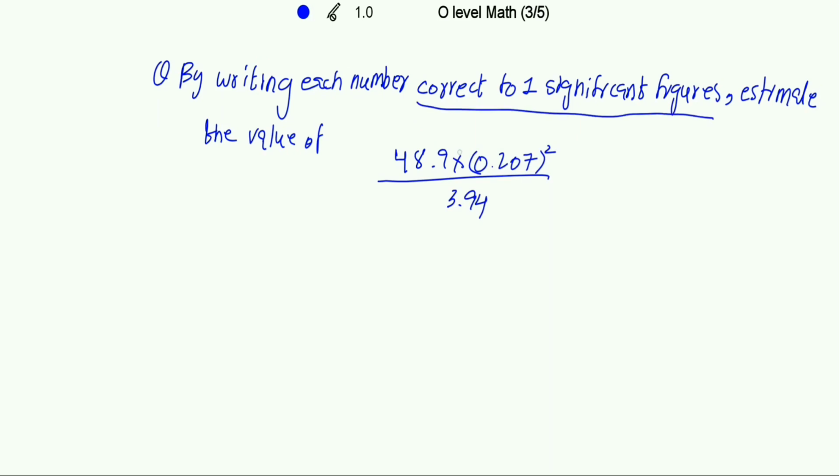So first of all, we're going to convert each number to one significant figure, and then we're going to find the value. Let's start with this one. How to convert this to one significant figure? We're going to round it up, so it's going to be 50. How to convert this number to one significant figure? We're going to round up this one too, so it's going to be 0.2. How to convert this to one significant figure? We round it up, so it's going to be 4.